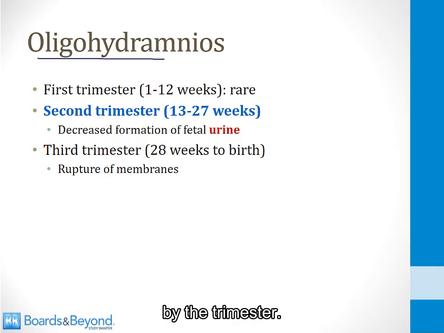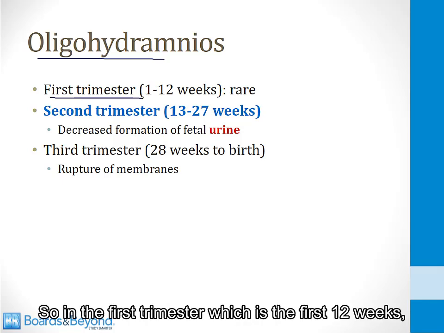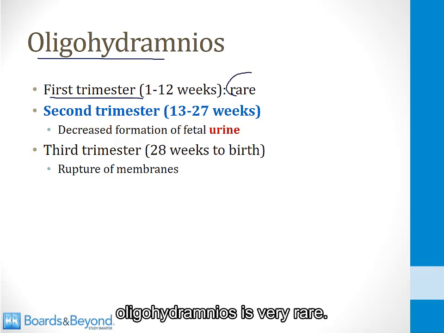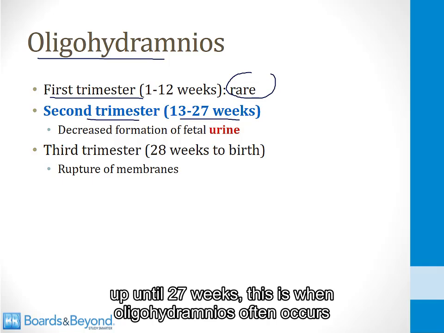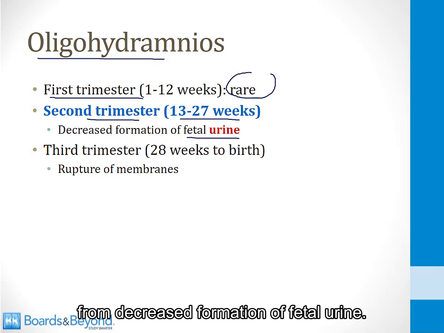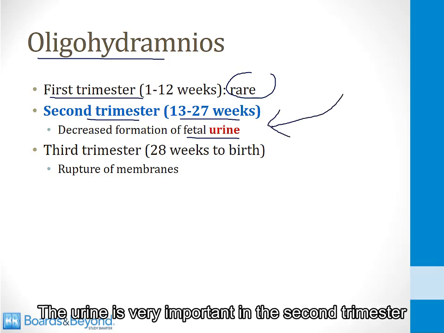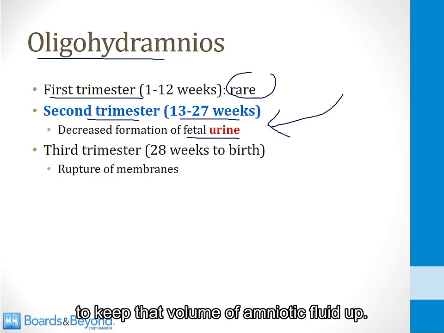In the reproductive section, I talk about oligohydramnios, which is decreased amniotic fluid, and you should be aware that the causes vary by the trimester. In the first trimester, which is the first 12 weeks, oligohydramnios is very rare. In the second trimester, which is everything up until 27 weeks, this is when oligohydramnios often occurs from decreased formation of fetal urine. The urine is very important in the second trimester to keep that volume of amniotic fluid up.